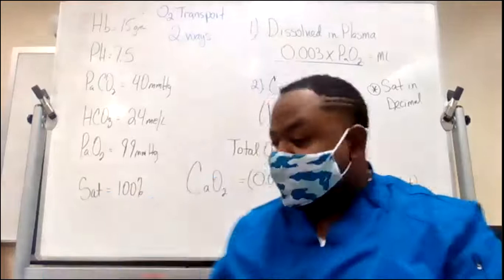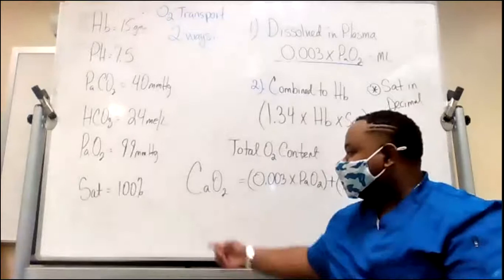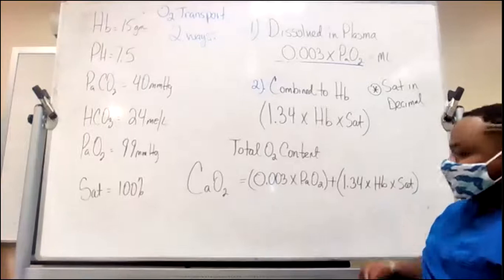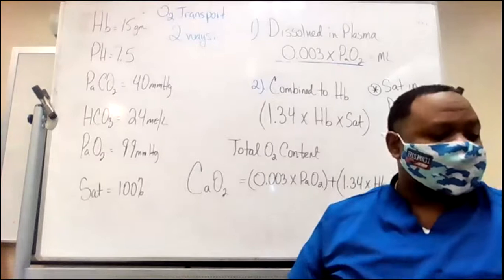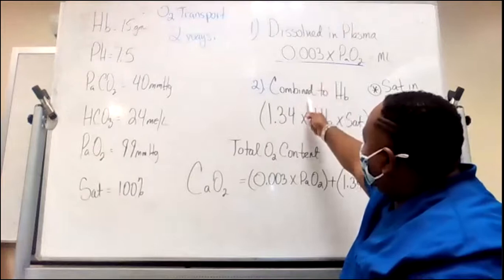So now, we left off with two ways that oxygen is transported: dissolved in the plasma and combined to the hemoglobin. Right? And when you add those two together, that's simply the total O2 content, which is written C little a O2. That means total O2 content, the content of arterial oxygen. Total O2 content is dissolved plus combined, and that gives you your total, which is also written in volumes percent. Okay? So now I'm going to give you some numbers, and you're going to tell me what the dissolved amount is, the combined amount is, and the total amount.